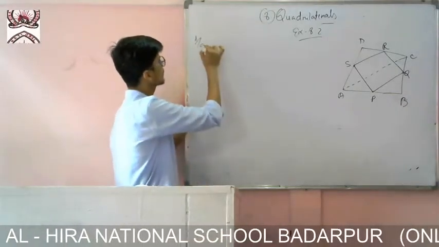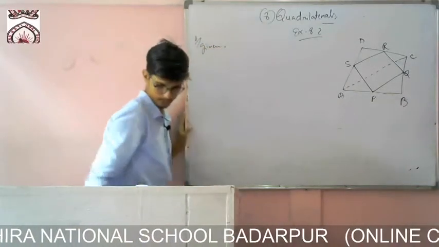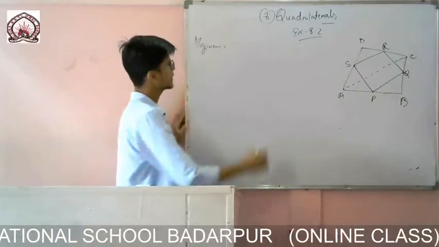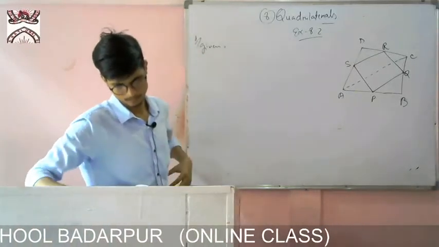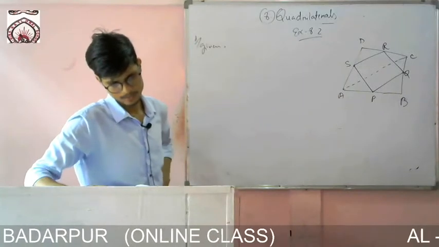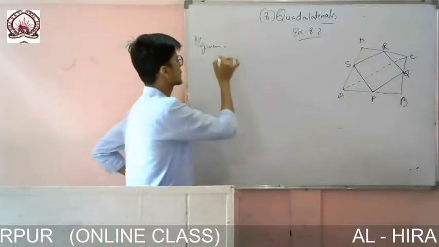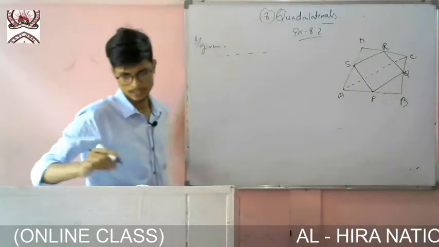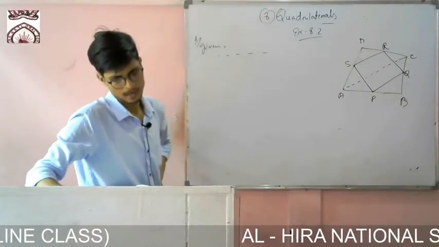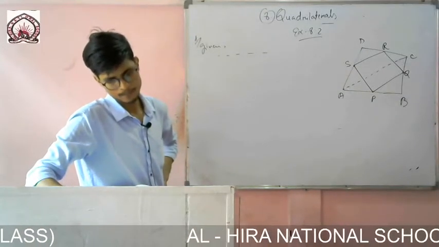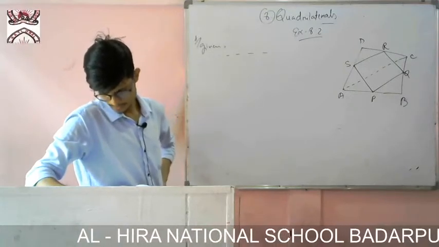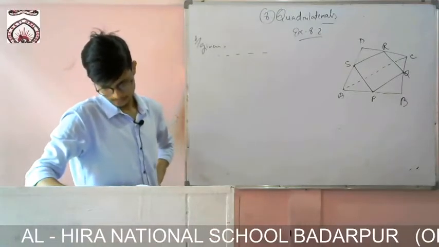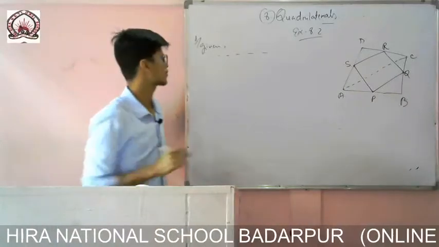So you write given, what is given? Let me write it from the book directly. Given ABCD is a quadrilateral in which P, Q, R, S are the midpoints of the sides AB, BC, CD and DA. You write this one, and AC is the diagonal. You write up to this much, then you start Roman number 1.